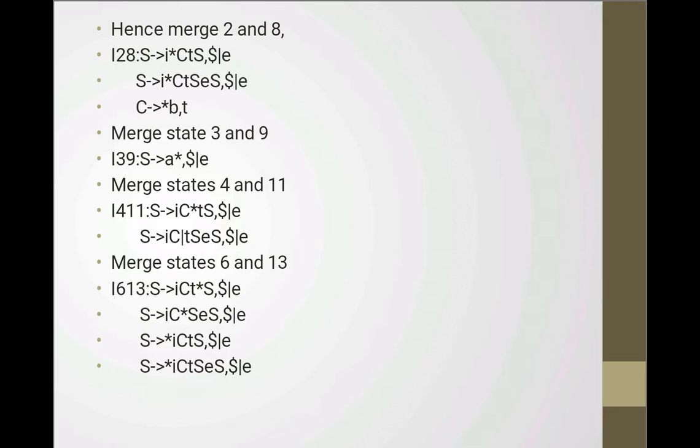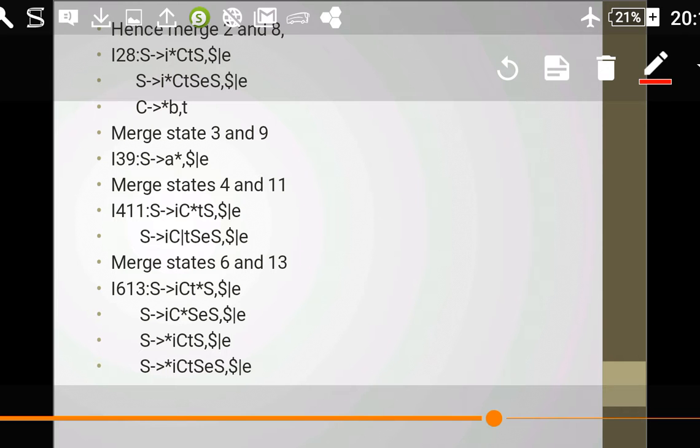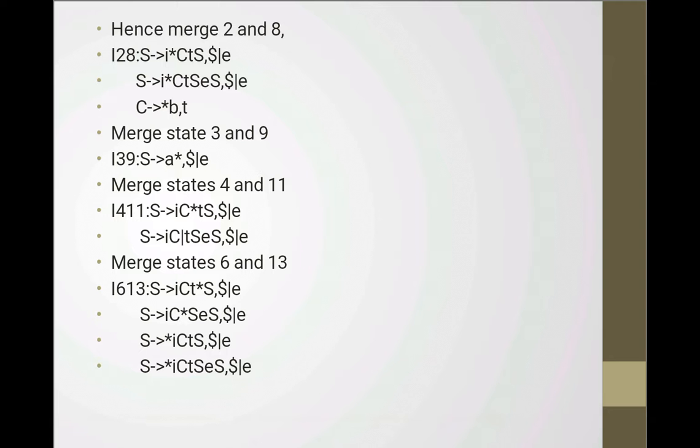Now let's merge states 3 and 9. So I39: S → A·, $ or E. Next step, merging states 4 and 11. So I4 11: S → IC·TS, $ or E. Next step, S → IC·TSES, $ or E.